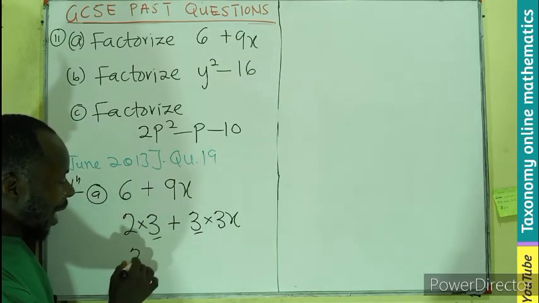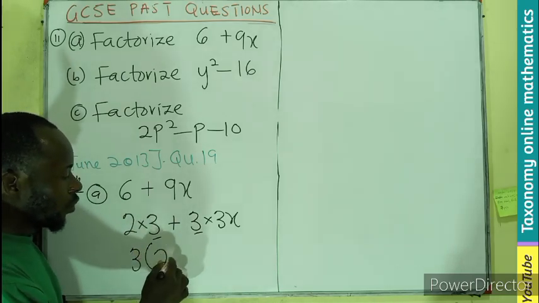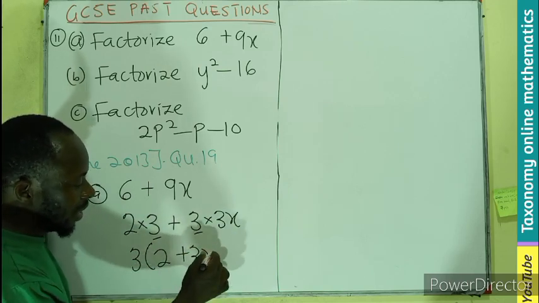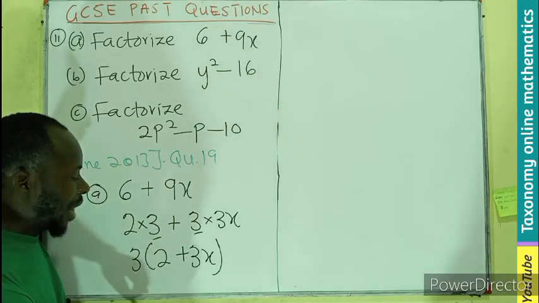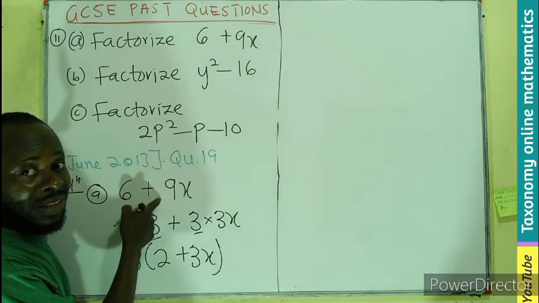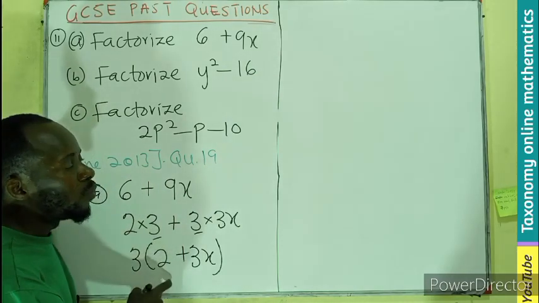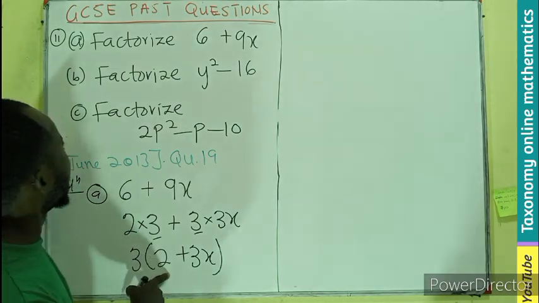So we pick that 3 out, dividing here by 3 leaves us only 2, dividing here by 3 leaves us only 3x. So putting into a bracket terms multiplied by a common factor gives us this. If we expand, we get back to this. We factorize, we get to this place. Alright, I guess we are through with that.